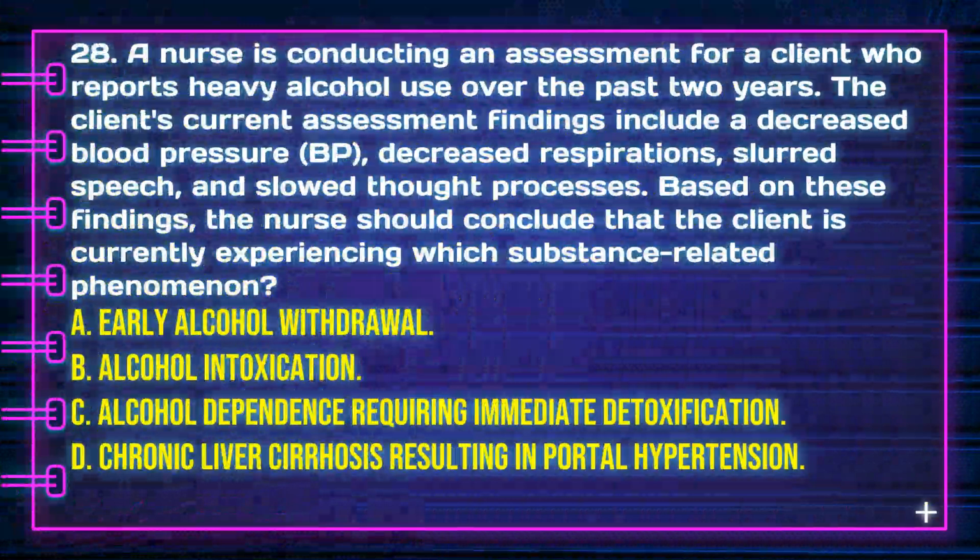28. A nurse is conducting an assessment for a client who reports heavy alcohol use over the past 2 years. The client's current assessment findings include a decreased blood pressure, decreased respiration, slurred speech, and slowed thought processes. Based on these findings, the nurse should conclude the client is currently experiencing which substance related phenomenon? Early alcohol withdrawal, alcohol intoxication, alcohol dependence requiring immediate detoxification, chronic liver cirrhosis resulting in portal hypertension.